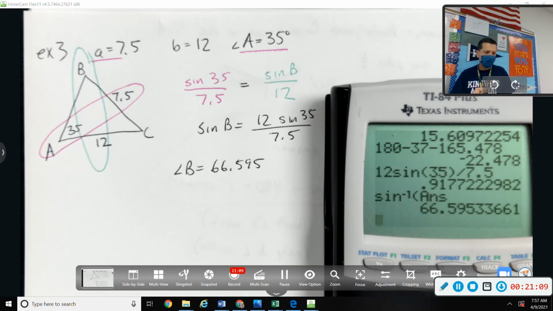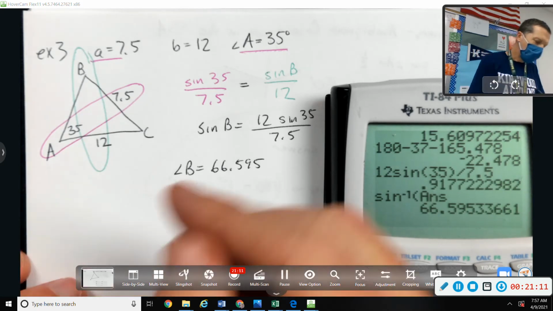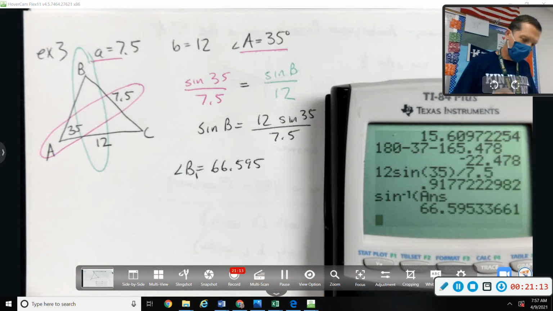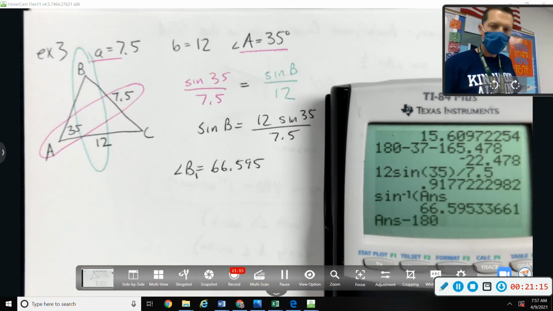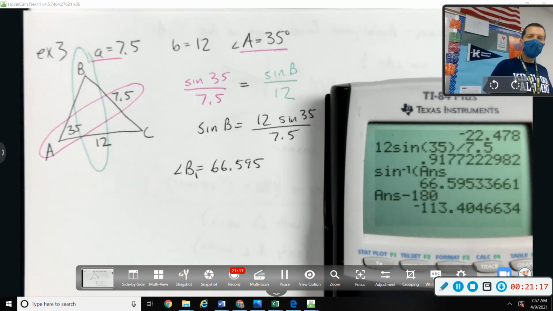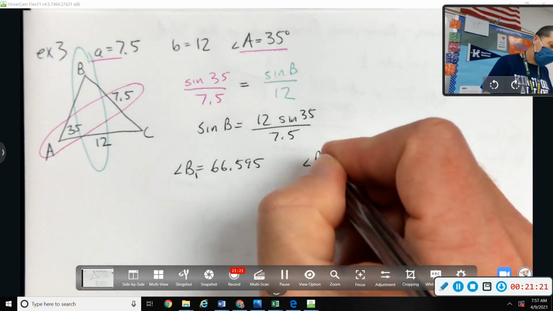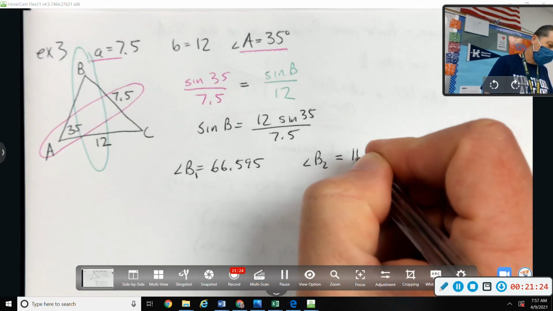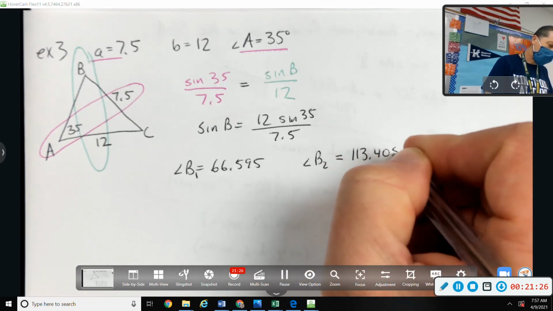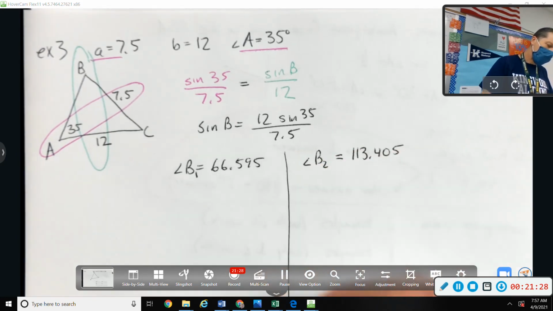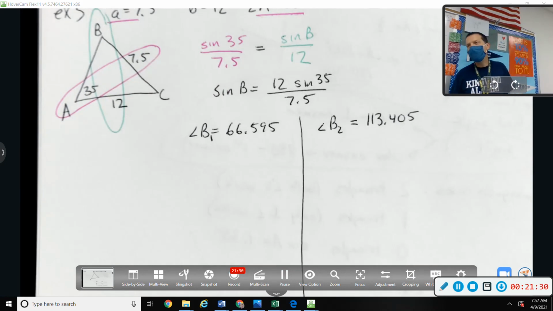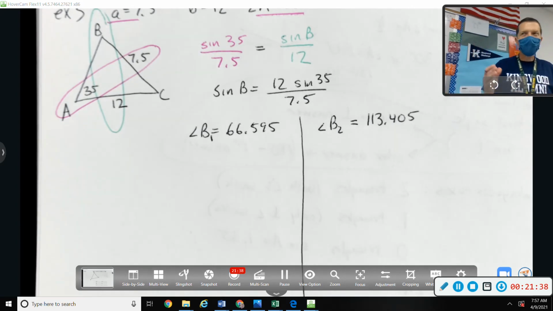Subtract it from 180. So angle B1 is that one. If I subtract it from 180, kind of did that the cheating way there. The other possibility is 113.405. So here we go. We're going to start down the path toward two triangles again. And last time it didn't work. This time, we don't know ahead of time it's going to work, except that, of course, the teacher's going to do an example of one of each.